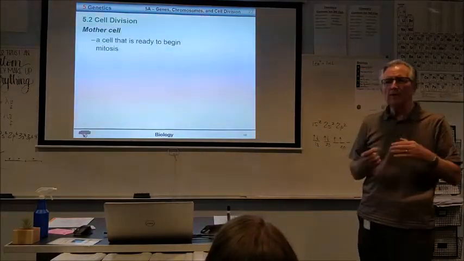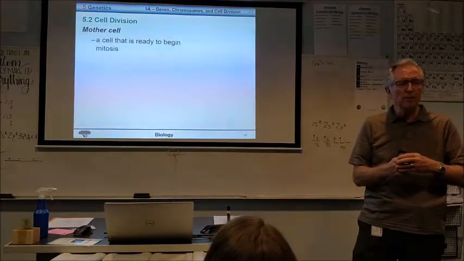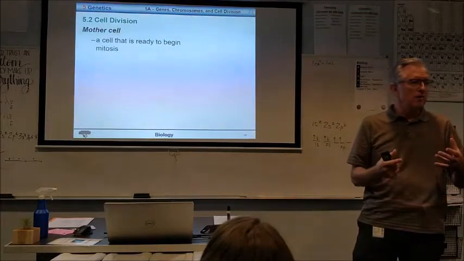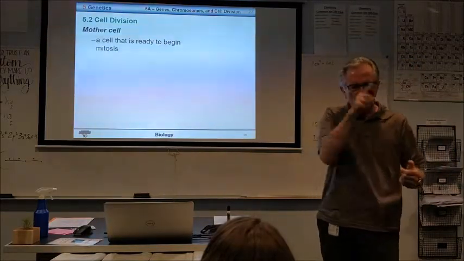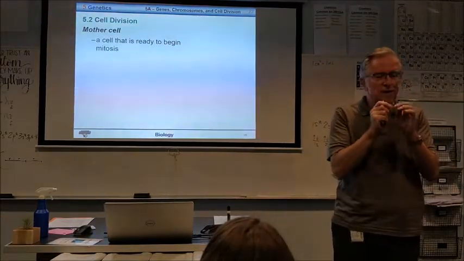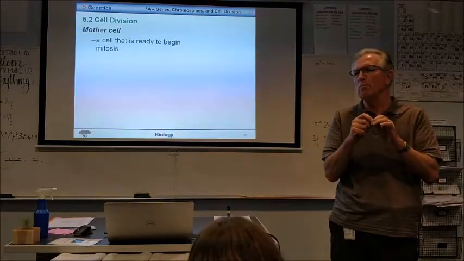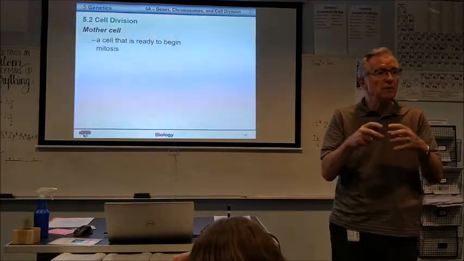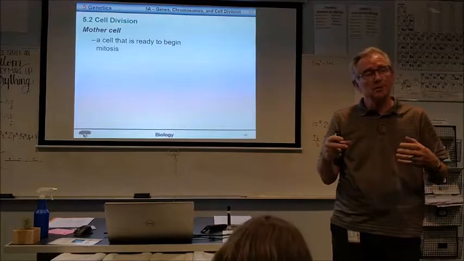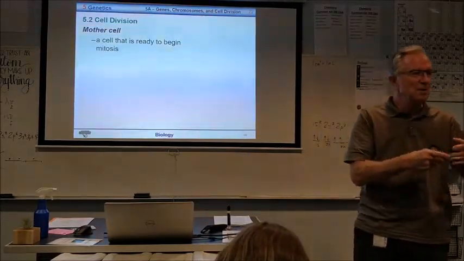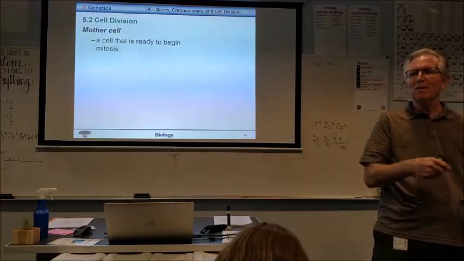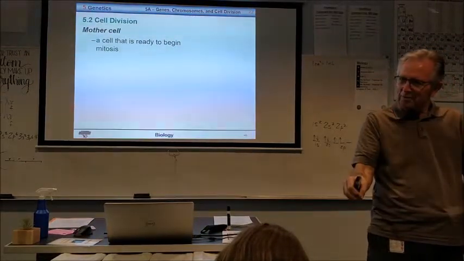Okay, so whatever cell we start with, we often refer to that cell as the mother cell. So wherever you are in going through the cycle, if we look at that cell at that point, we're going to call it the mother cell. And then the cells that form from that we're going to call daughter cells. Now, each of these daughter cells could then become another mother cell, and then will divide into daughter cells eventually.